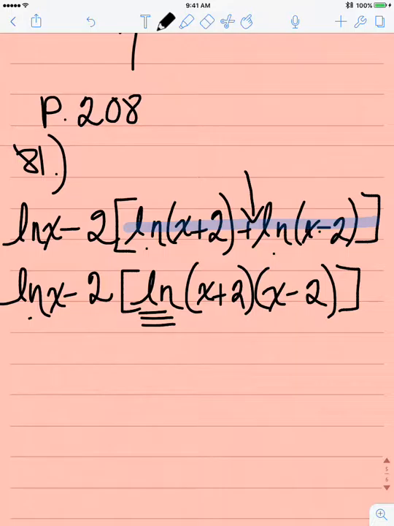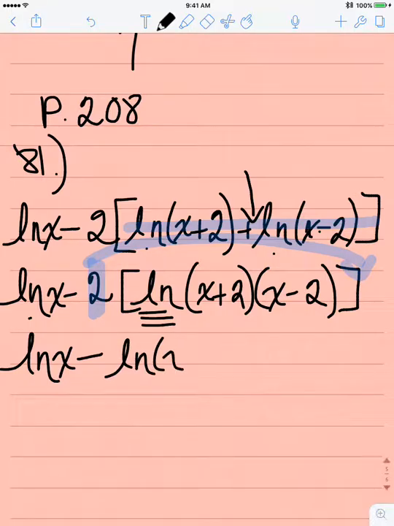Now we can use the power rule. Check out this 2 here. This 2 can become an exponent. That's the power rule. So now I have the natural log of x minus the natural log of x plus 2 times x minus 2, and the whole thing is being raised to the second power.